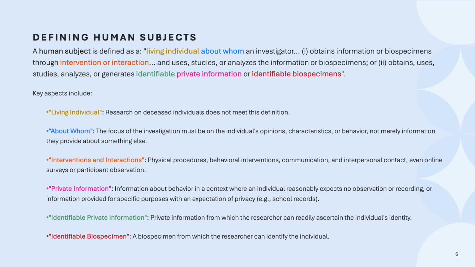Lastly, an identifiable biospecimen is a biospecimen from which the researcher can identify who it's associated with. The Common Rule does suggest that the definitions of identifiable private information and identifiable biospecimens be reevaluated with the onset of new technologies that can re-identify data.